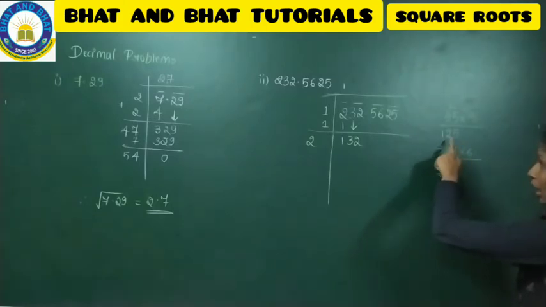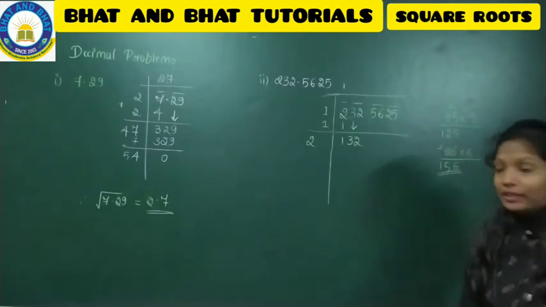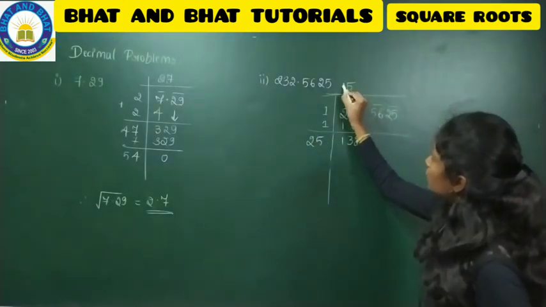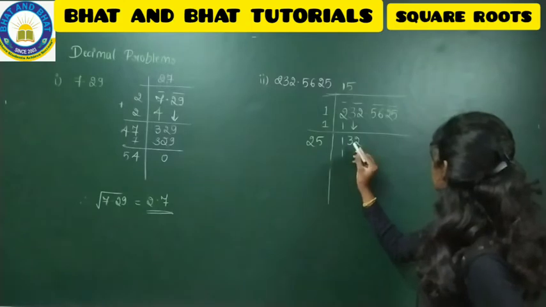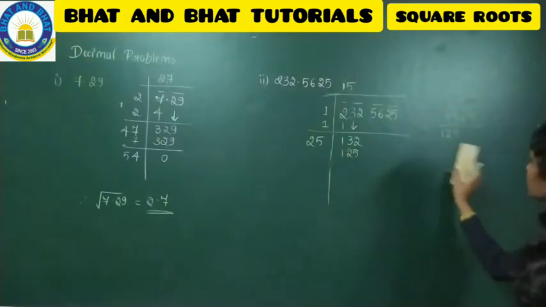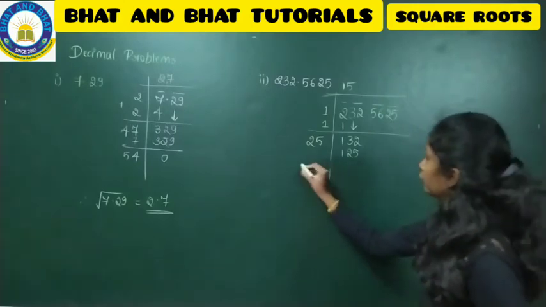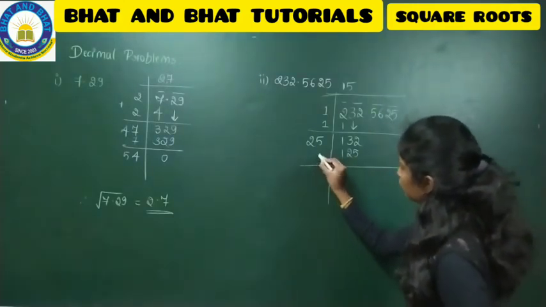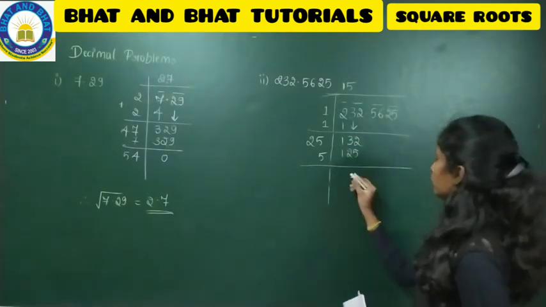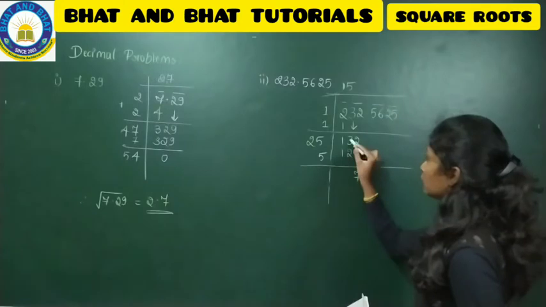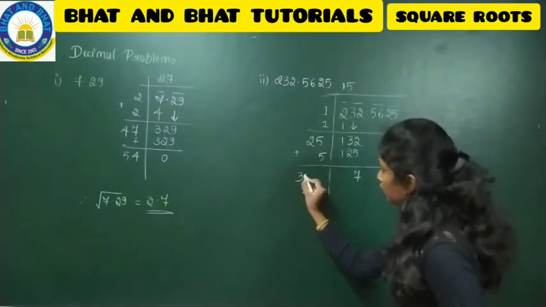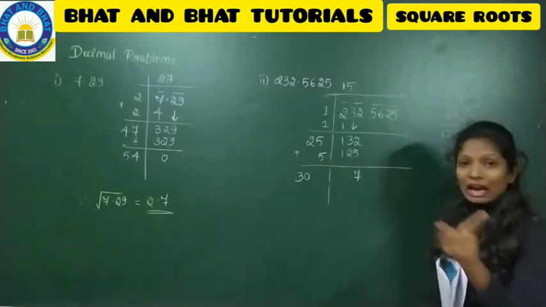So what you have to do? You have to go with 25 fives. So 25 fives are 125. And put the 5 here also. And now 12 minus 5. The remainder is 7. So here it will be 2. So no remainder. 25 plus 5, 30. Don't multiply here. Remember, you have to add here.